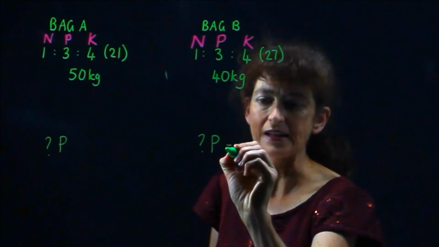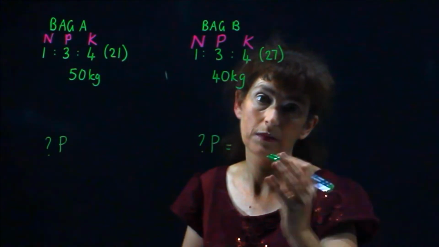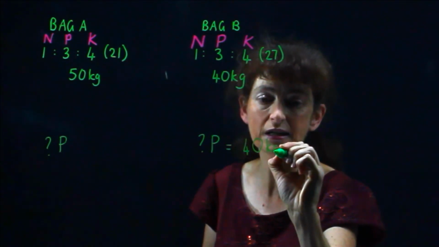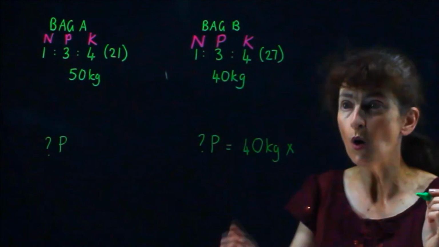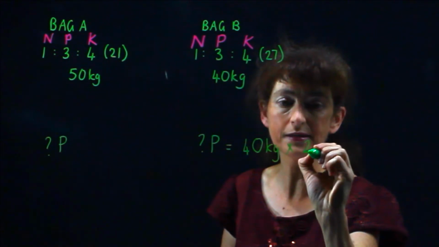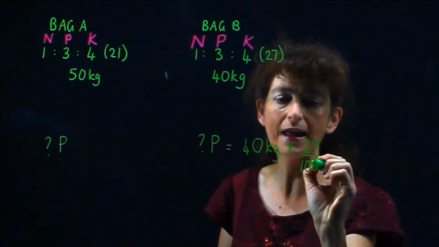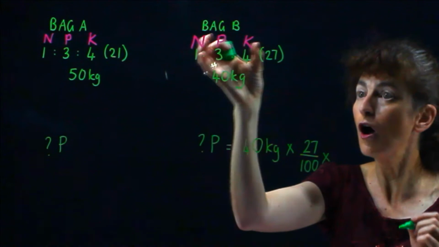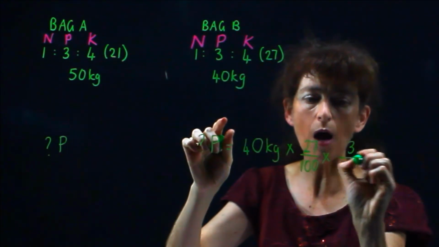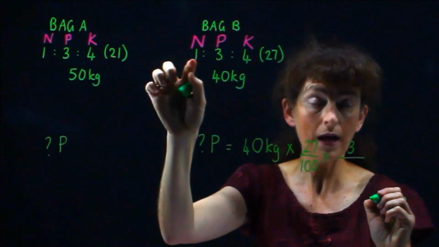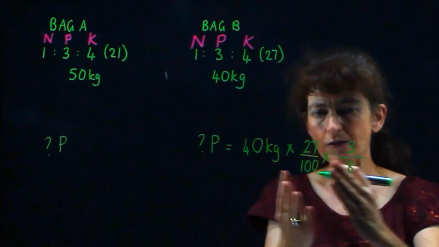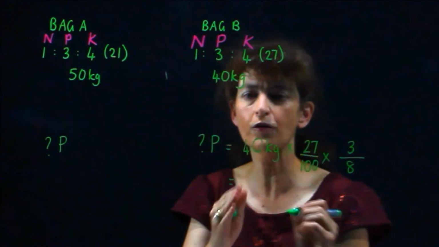So that is what we have to do over here. If I write that in an equation form, we first need to know, what is the mass of the whole bag? This one is 40 kilograms. Next, we need to find out, what fraction of that 40 kilograms is actually fertilizer? In this case, it's 27%. And next, we need to determine, what fraction of that fraction is phosphorus? And this is 3 out of a total of 8. 1 plus 3 plus 4 is 8. So if we do this calculation, we'll find out how much phosphorus in bag B.